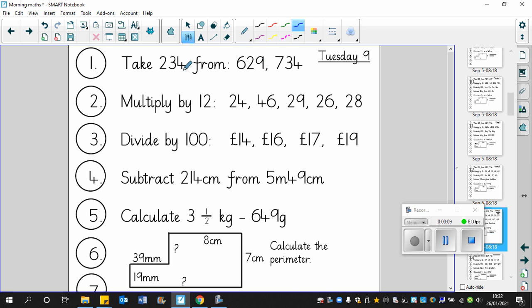Question number 1, we've got to take 234 away from 629. So what we'll do, because we're doing this in our heads, we will do this in 3 steps. So 629, first of all, take away 200 is going to be 429. Okay, so that's taken away the 200.